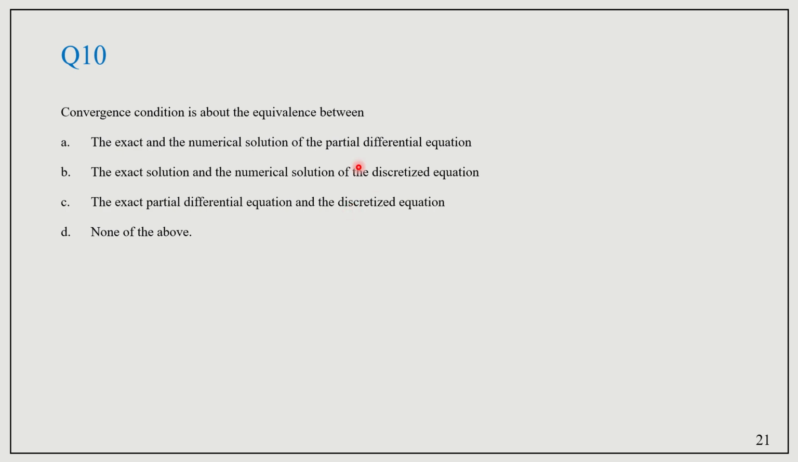Convergence condition is about the equivalence between the exact and the numerical solution of the partial differential equation. So the answer to this question is option A. As I mentioned, we are using numerical techniques to solve the linear algebraic equations which we obtain from the discretization of the system and the partial differential equations. That numerical solution should give a result close to the exact solution. So it is all about the equivalence between the exact solution and the numerical solution of the PDEs, that is partial differential equations. That is what we call convergence. Moving on to the next question.